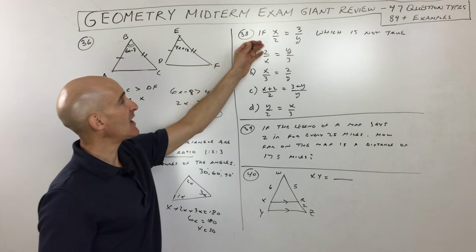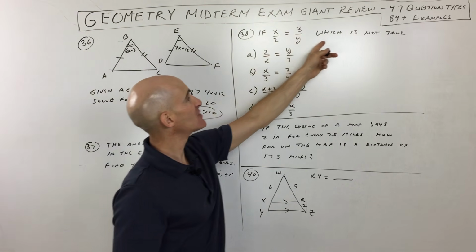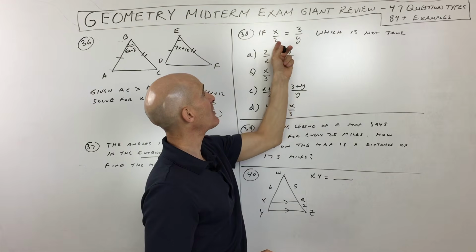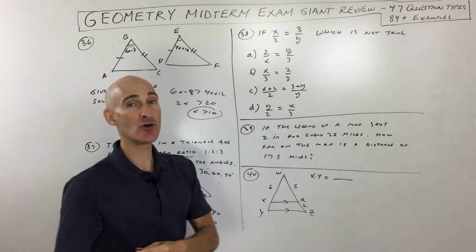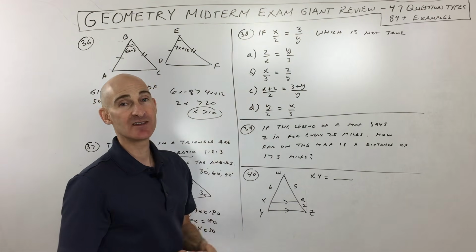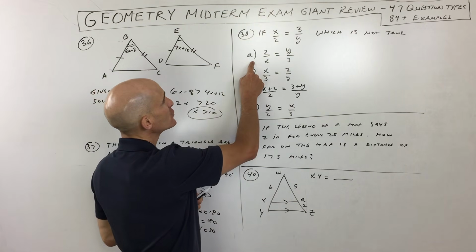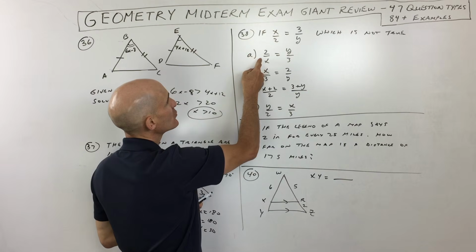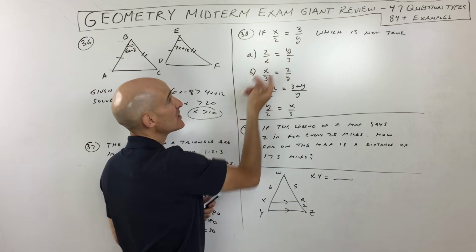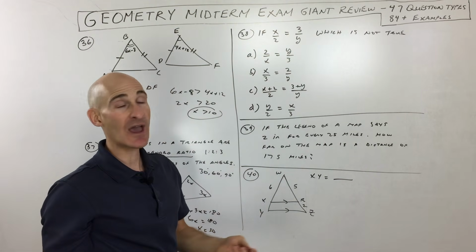Okay, so for number 38 now, we're getting into some proportions, and it says which is not true. So if x divided by 2 equals 3 divided by y, we know that's true. Which of these is not true? Okay, so testing us on the properties of proportions. Let's look at the first one. The first one, you can see they're taking the reciprocal of the left side, and they're taking the reciprocal of the right side. So yeah, that's true.